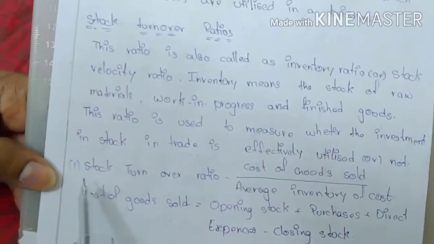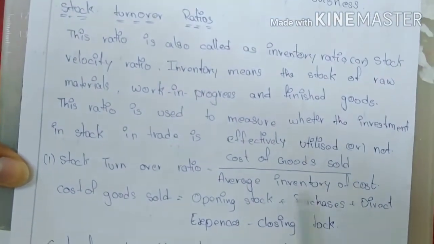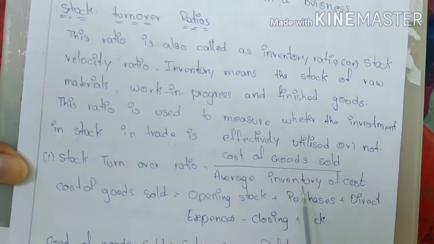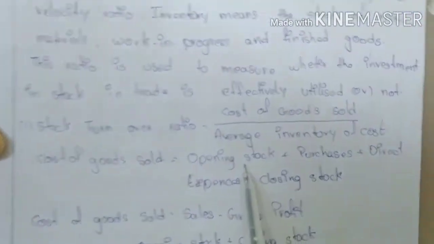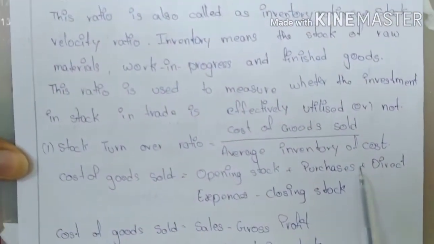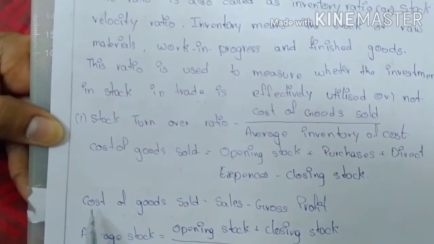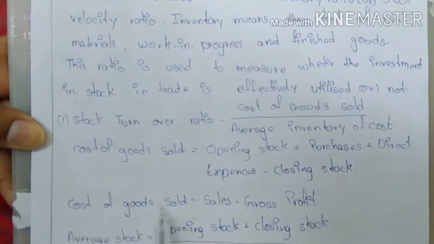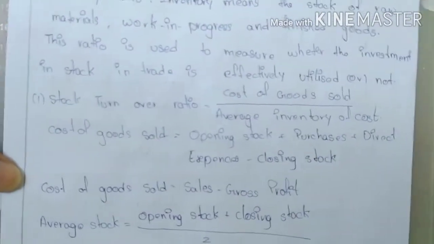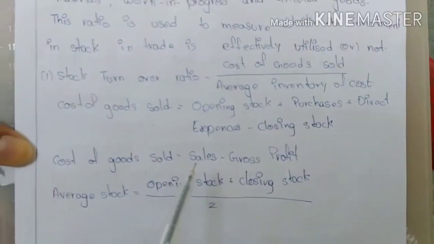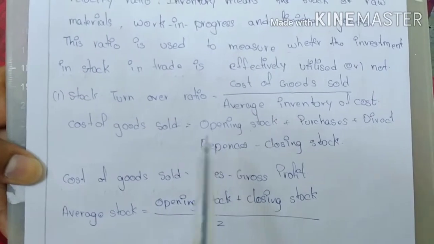This is the formula for that. Stock turnover ratio equals cost of goods sold divided by average inventory at cost. Cost of goods sold equals opening stock plus purchases plus direct expenses minus closing stock. Another formula is cost of goods sold equals sales minus gross profit. Based on the availability of data, we need to use whichever formula is suitable.